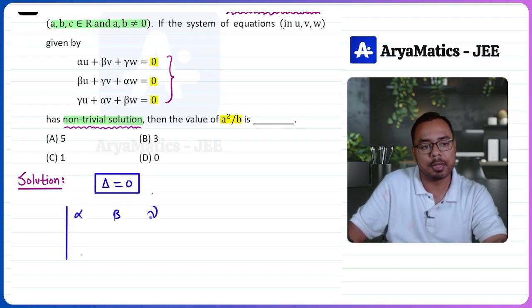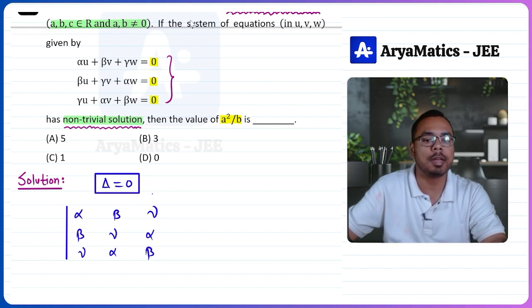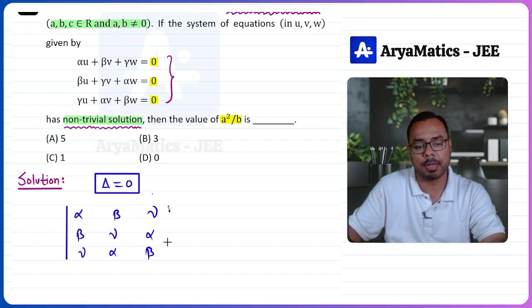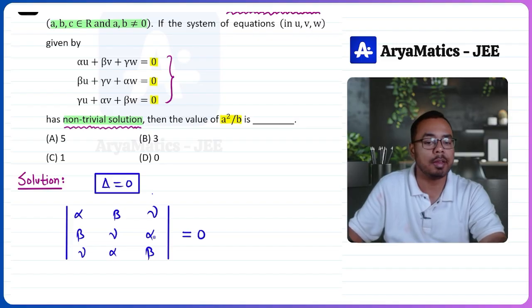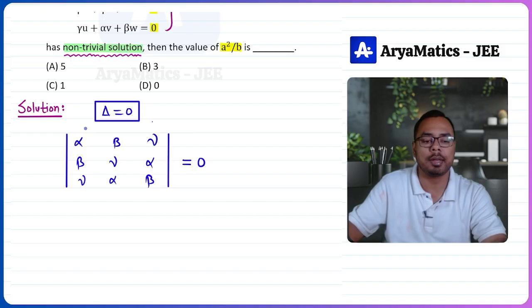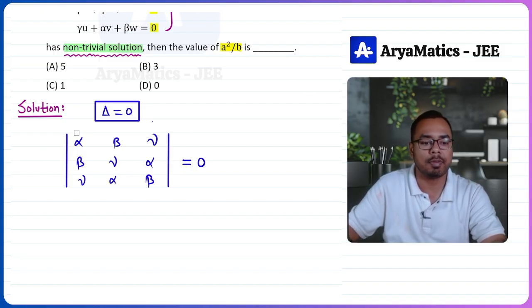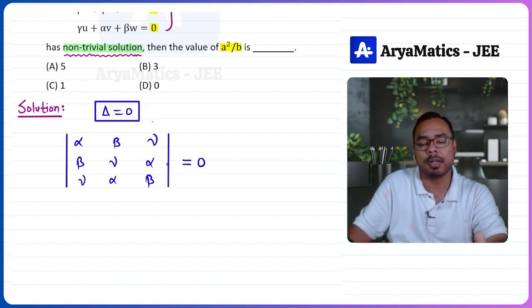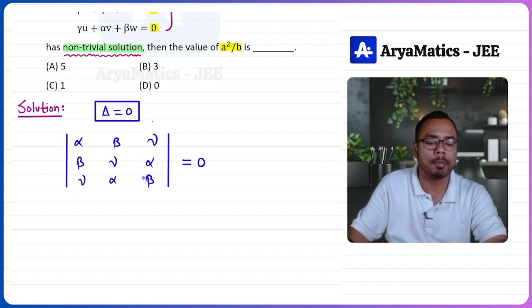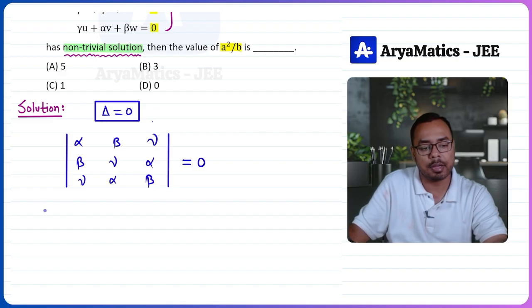That means alpha, beta, gamma, and then beta, gamma, alpha, and then finally gamma, alpha, beta. This will be the determinant of the coefficient matrix, and this has to be 0. Now if you notice, this is a cyclic determinant, right? In case of a cyclic determinant, we have these terms: alpha, beta, gamma, then the next row is beta, gamma, alpha, and then gamma, alpha, beta.